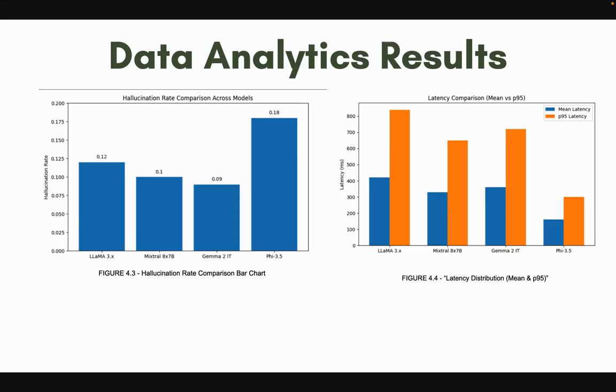Now talking about the data analytics results, here are our quantitative findings. As you can see from the bar chart, our hallucination rate for Llama was 12%. Mixtral was 10%, Gemma was 9%, and Phi was 18%. This shows that Gemma performs safest, while Phi has the highest hallucination risk. Talking about latency, we can see that Phi is fastest. It is 160 milliseconds mean. Mixtral provides strong balance between speed and accuracy.